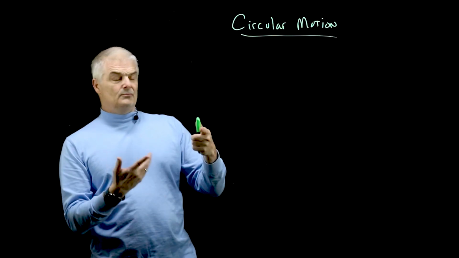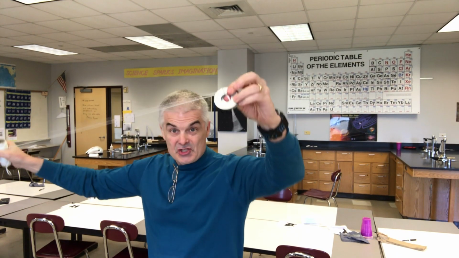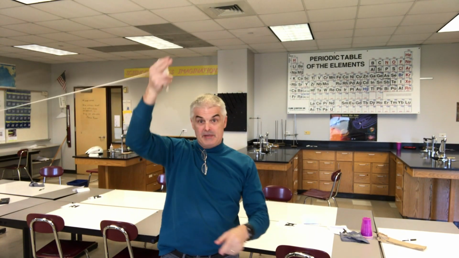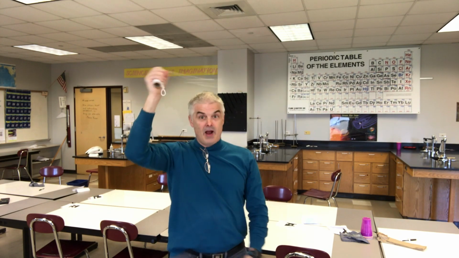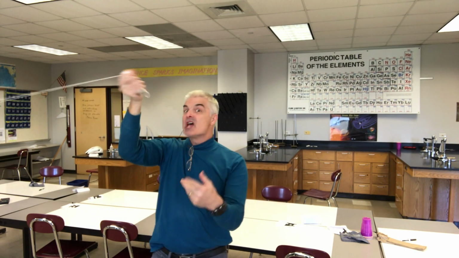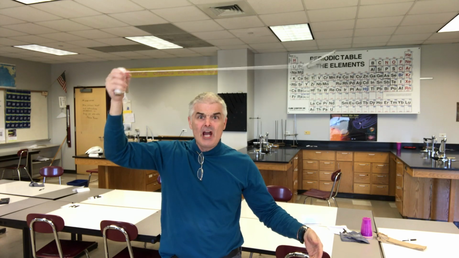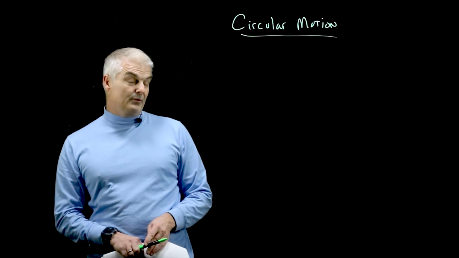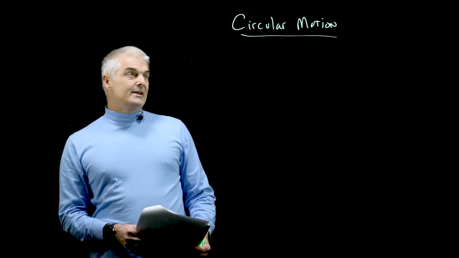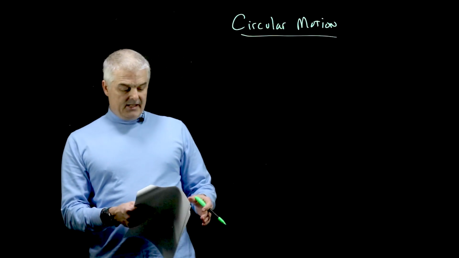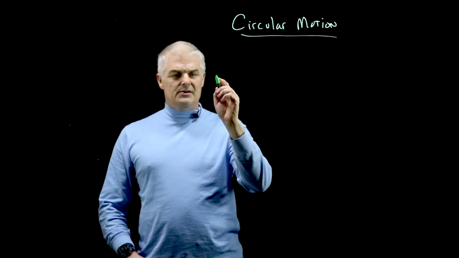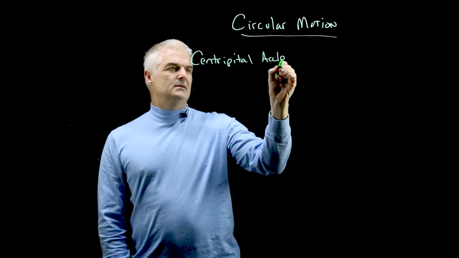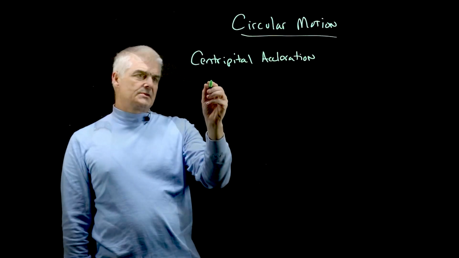Now imagine that you're doing this. I've got a string and a weight, and I'm going to spin it. Woo! This is circular motion. So clearly something's going on as I'm spinning the rope with the weight at the end. So what is actually happening in this is we need to define a term, and the term is called centripetal acceleration.